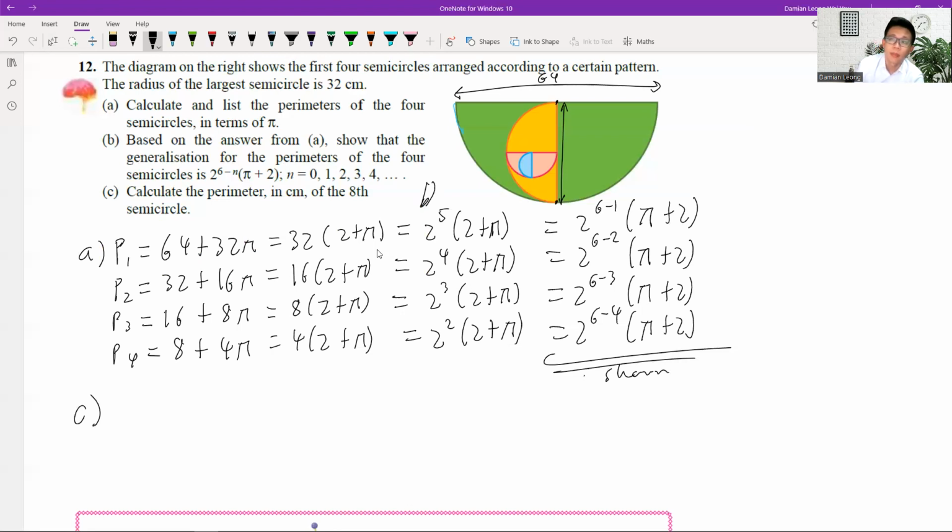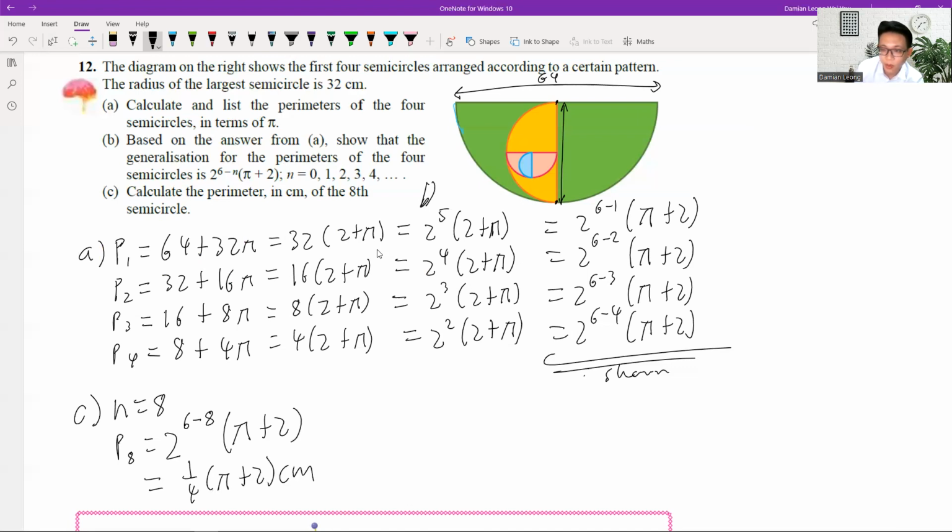Part C, calculate the parameter in cm of the 8th semicircle. 8th semicircle means basically n is 8. So the parameter of semicircle 8 is 2 to the power of 6 minus 8, bracket π plus 2. That means 2 to the power of negative 2, which is 1 over 4. 1 over 4 bracket π plus 2. You can leave it in this form. Yeah, that's the answer. So that's for question 12 here.